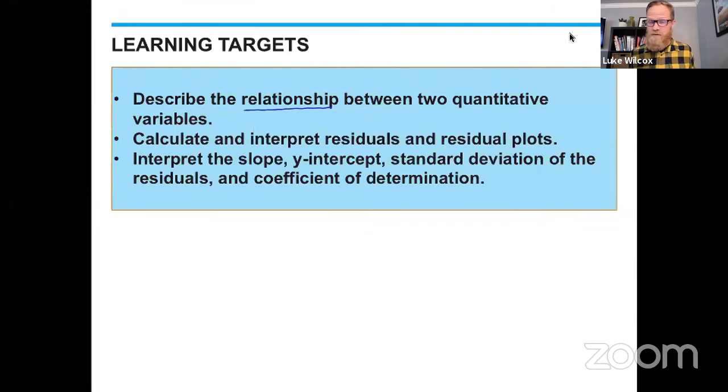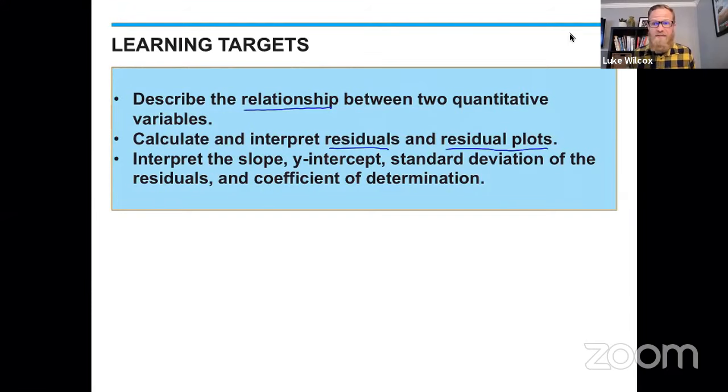Okay, last time I was with you on Monday, we talked about describing 1 variable data. Today, we're going to talk about the relationship between 2 variable data. Next up, calculate and interpret residuals as well as residual plots. So we'll definitely look at an example of that. And then the last one is sort of a catch-all.